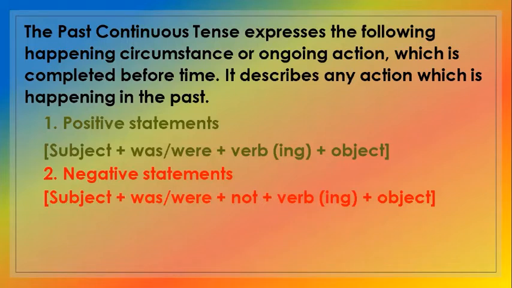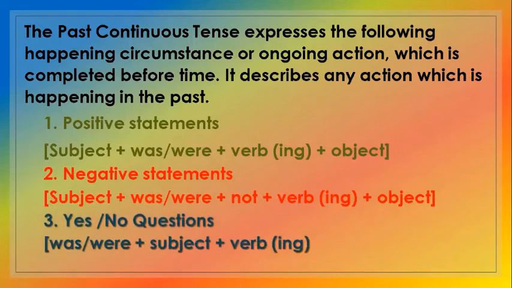For yes/no questions, we have to switch between was and were and the subject. So we put was or were at the beginning of the question, then the subject, then verb-ing. And if we want to add a WH word, we add it at the beginning of the question, then was or were, then the subject, then verb-ing, and then we complete the question. And don't forget to put a question mark at the end of the questions. So this is the form of past continuous.